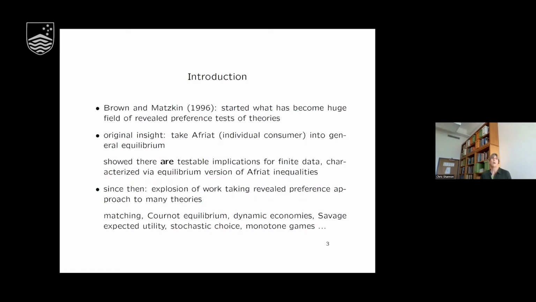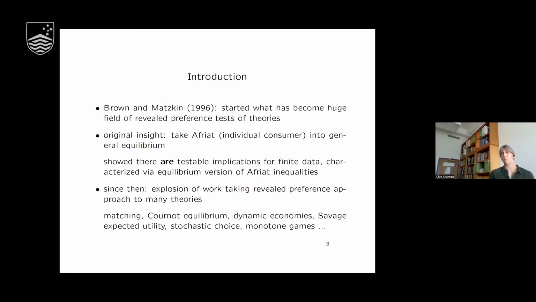A second starting point is important work by Brown and Matzkin, which you might think of as maybe starting what has become a huge field of revealed preference tests of all sorts of theories. The original insight in Brown and Matzkin was to take the basic Afriat idea for rationalizing individual consumer choice into a general equilibrium framework. And so Brown and Matzkin showed that there are testable implications for finite data in this environment.